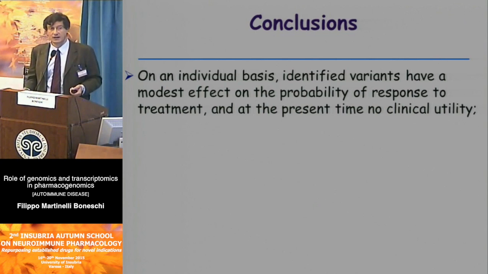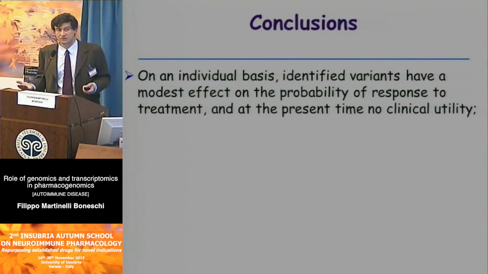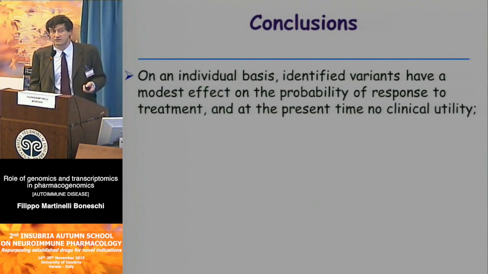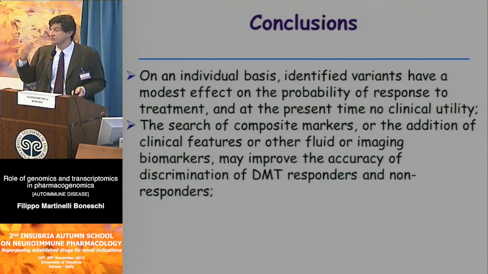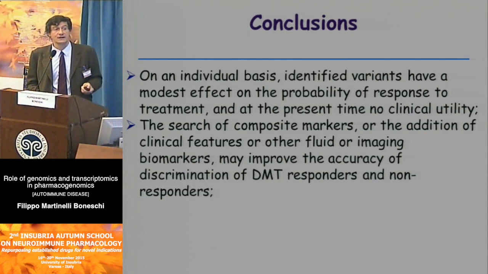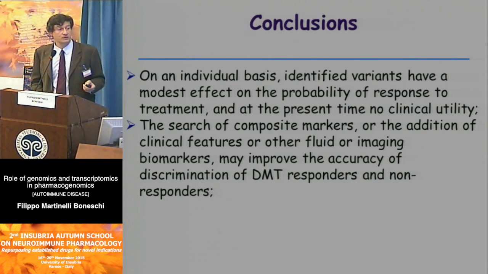I'm not promoting the variant on SLC9A9 as a way to decide which treatment to be given and offered to patients, because it is too early, and I don't think it's fair to tell patients something which is not scientifically proven. And of course, the future would be to try to develop composite markers, including genetic data, but also other biomarkers, for example mRNA, but also proteomics, or imaging biomarkers, to improve the accuracy of discrimination between responders and non-responders.